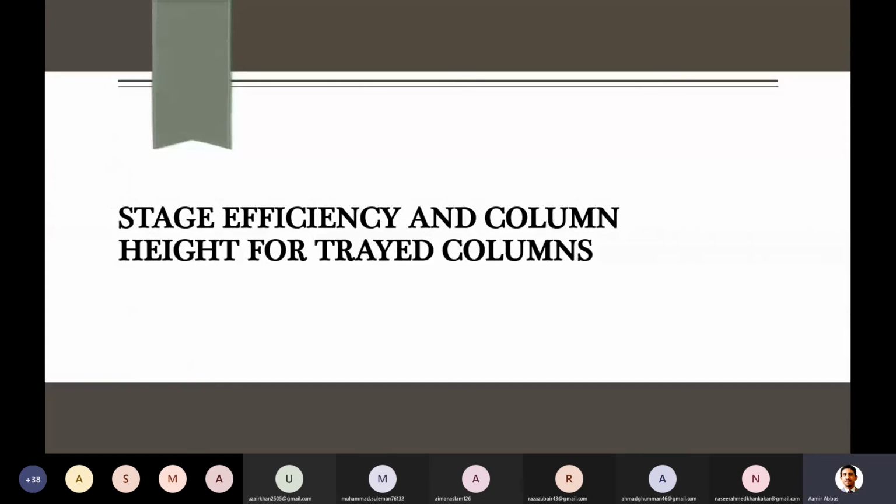So today majorly I will talk about stage efficiency, and overall this is, I think, section 6.5 of your textbook. Yes, 6.5. In this, majorly covered is stage efficiency and column height. Hopefully this will not be covered in one lecture, because there are a number of things which we have to discuss. So by next lecture definitely this will be finished.